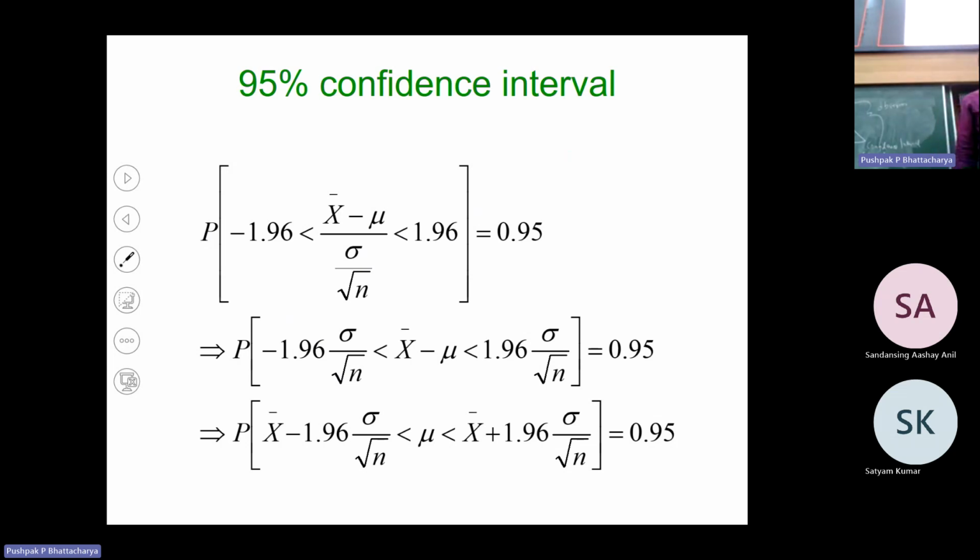So now with some algebraic manipulation, we are able to come to a conclusion that if the sample mean is x bar, then the population mean has to be within this limit: x bar minus 1.96 sigma by root n and x bar plus 1.96 sigma by root n. The population mean has to be within this interval, which is so interesting.